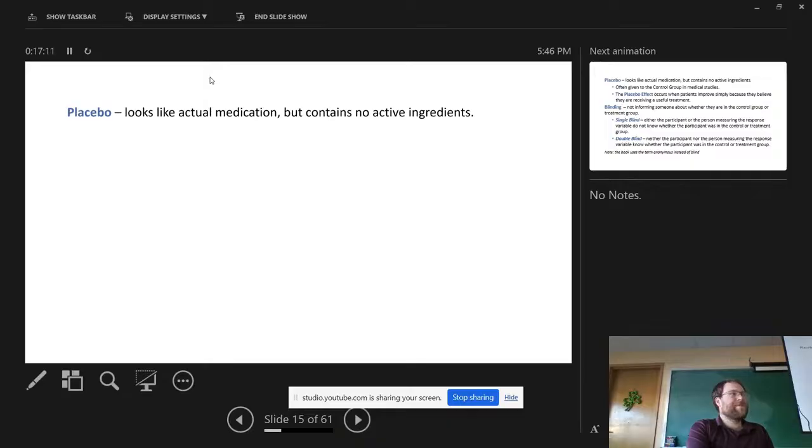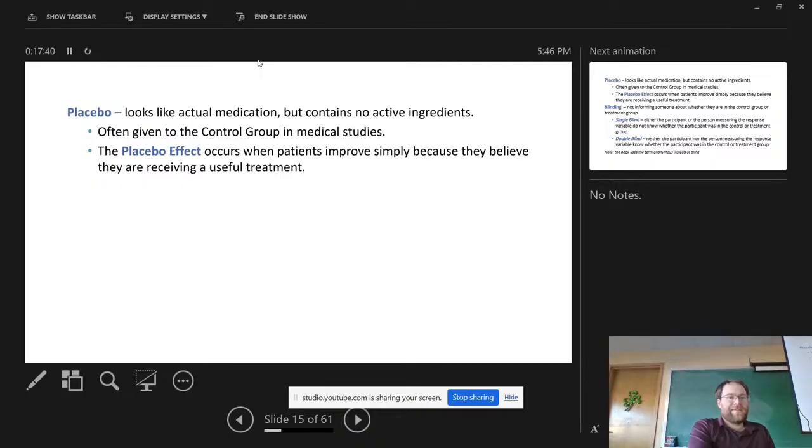Other things that can show up in experiments, placebo. Has anyone ever heard of the placebo effect? Essentially, you think you're getting the treatment, but you're not. Often given to the control group in medical studies. It occurs when patients improve simply because they believe they're getting the treatment.